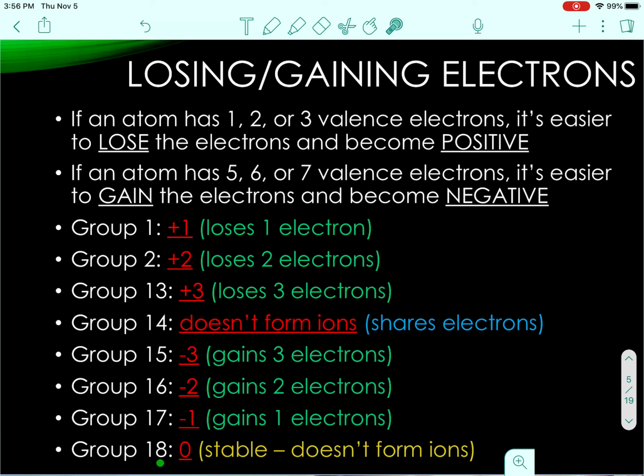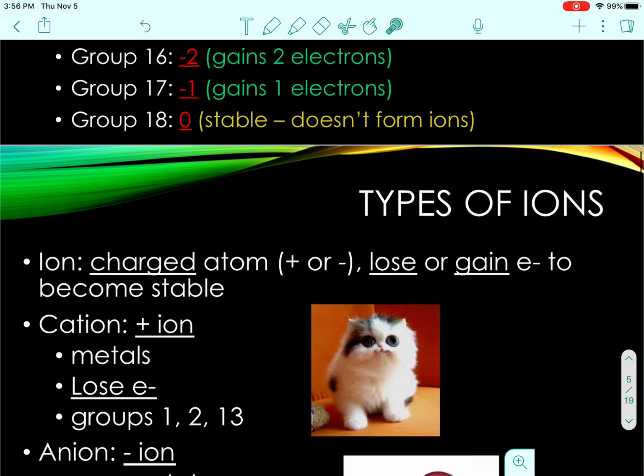And remember, we said group 18, those noble gases, everybody wants to be like them because they have full outer shells. That means they're already stable. They're not going to form a charge. They're not going to gain or lose any electrons. They already have everything they need.